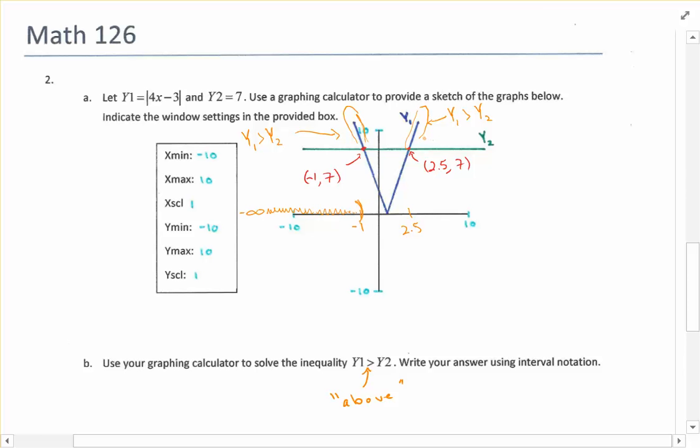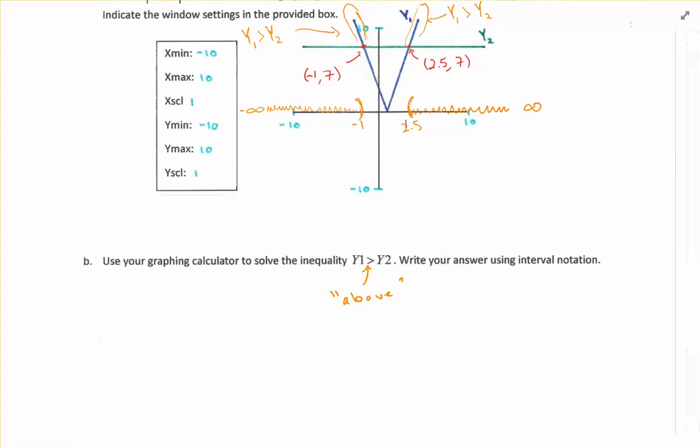In a similar vein, we would want to shade to the right of 2.5 all the way to positive infinity, because it's exactly this part of the x-axis that corresponds to a second piece of the graph of y1 that is above the graph of y2. Again, for similar reasons as using a parenthesis on negative 1, we'll use a parenthesis on 2.5. Of course, we'll have it pointing in the direction of shading. All right, so we're just about done.